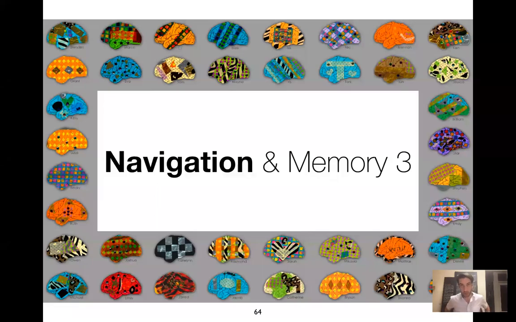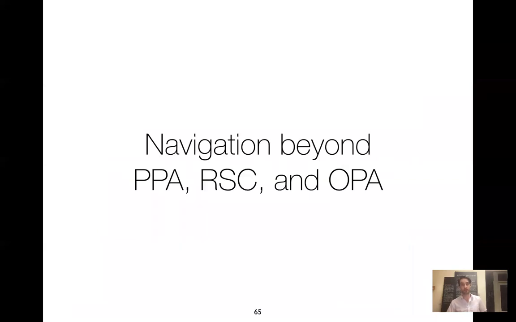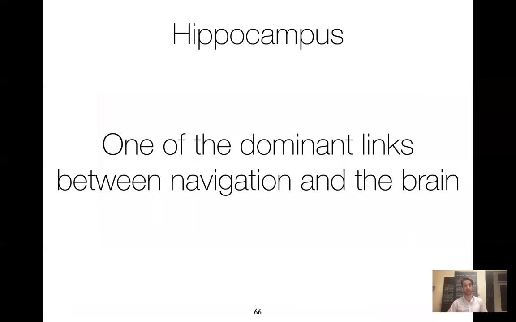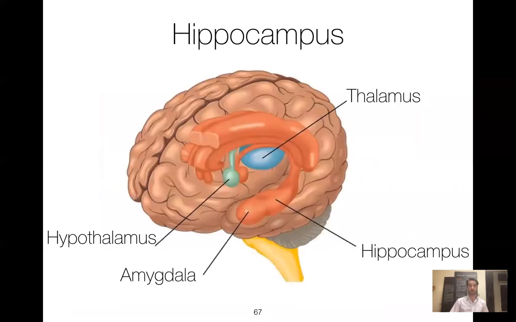All right, so what we're going to do now is keep talking about navigation, but move beyond these regions. One of the first regions we're going to move into is the hippocampus, because the hippocampus is really one of the dominant links between navigation in the brain, specifically in humans, as well as in a lot of other types of animals.